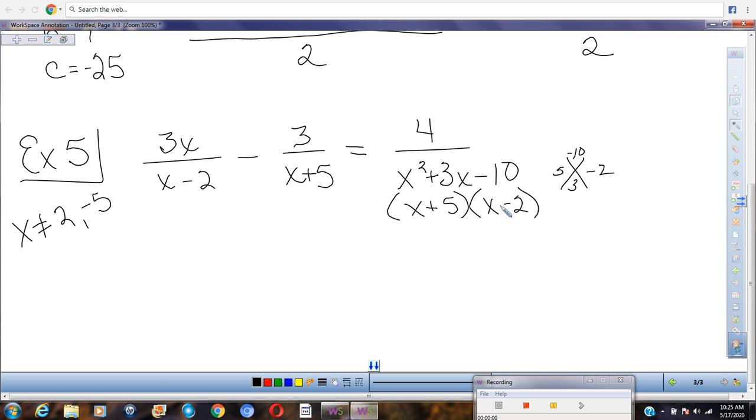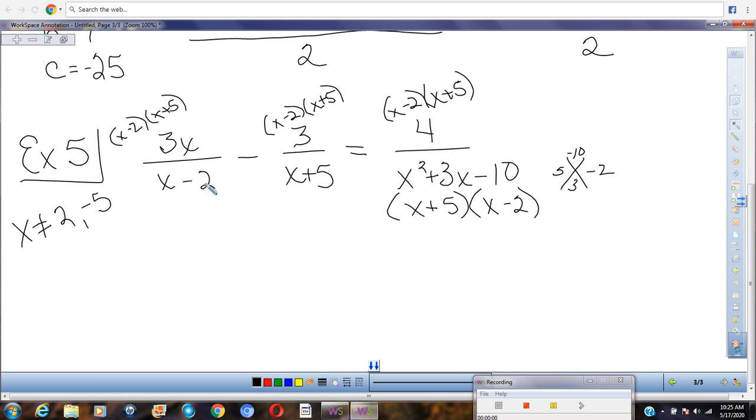We have a factor of x minus 2, right? We have a factor of x plus 5. Are there any other factors we need? That's it. So we're going to multiply every fraction by this x minus 2 times x plus 5. Or sometimes in class we said, what factor is it missing? And we did it that way.